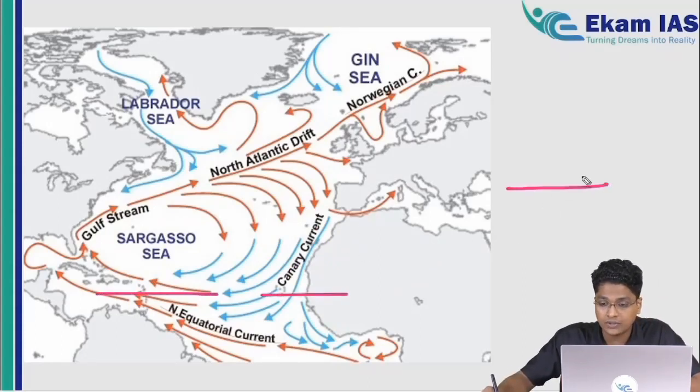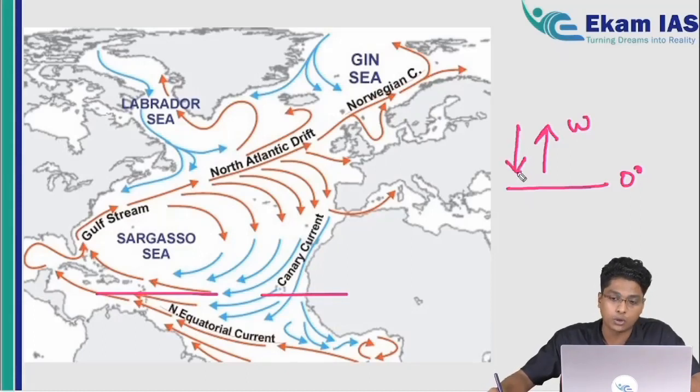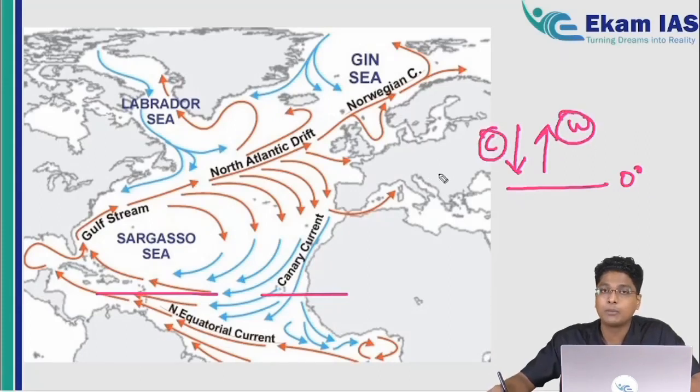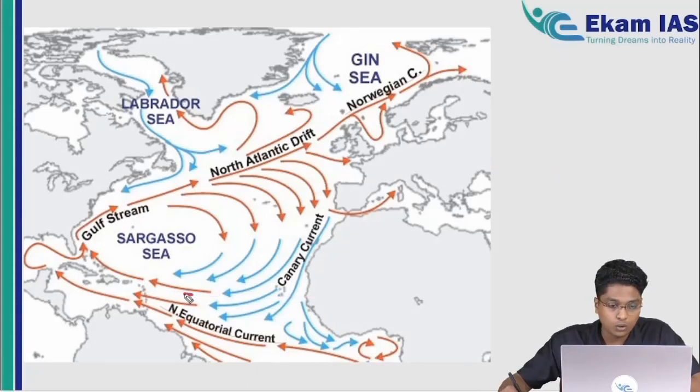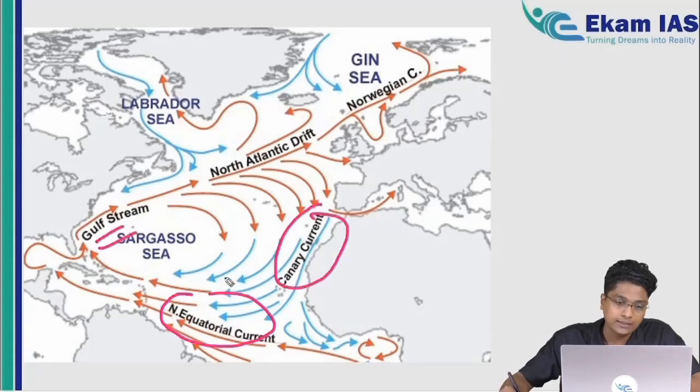Suppose this is the equator. Any current that moves away from the equator would be a warm current, and any current where the direction of the flow is towards the equator region would be a cold current. So if you remember this, you will be able to guess whether a current is a warm current or a cold current.